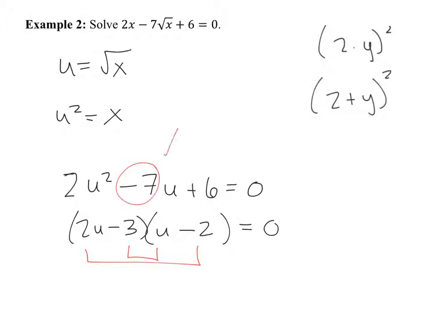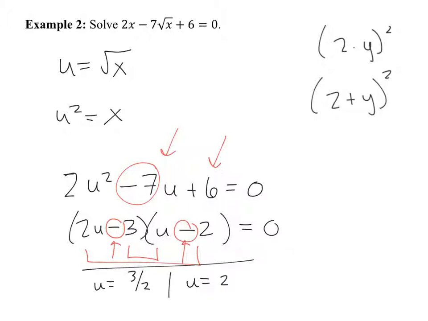Because this is a negative, obviously we knew that these signs had to be negative, because this was positive, so these signs both had to be the same anyway. So I'll get u equals 3/2 and u equals 2. Although one of my answers is a fraction, it is clearly still rational. This is not an irrational solution.